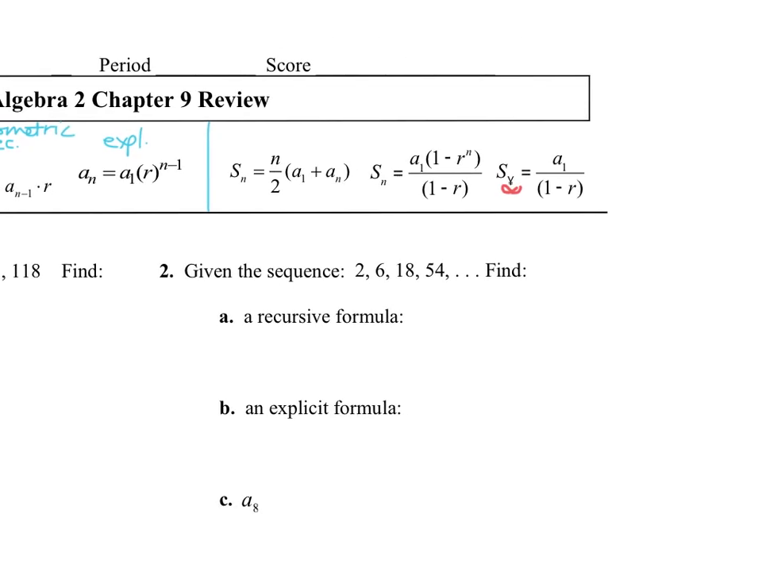And then these are the sum formulas. So this is for the arithmetic sequence. The finite, like if it has an end to it. Sorry, that E doesn't want to write. And this is the geometric for a finite series.